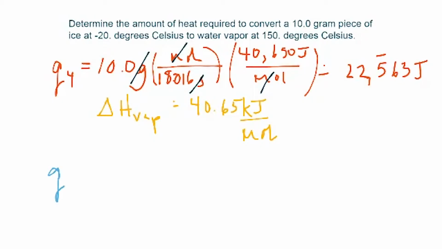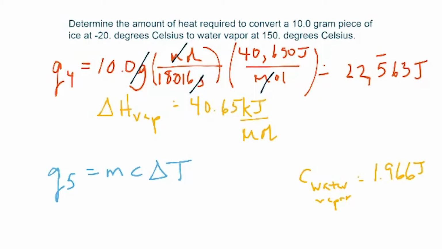Moving on to my fifth and final value for Q, all that's left to do is to increase the temperature of the water vapor. So when we're increasing temperature, we do that as a plug and chug. Q is equal to mc delta T, which means we need to go look up the value for the specific heat for water vapor. And when we do that, we see that it has a value of 1.966 joules per gram degree Celsius.